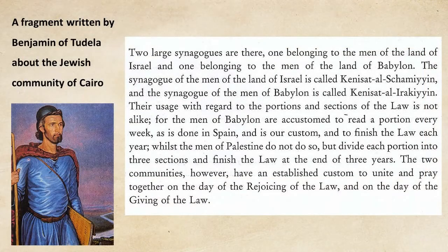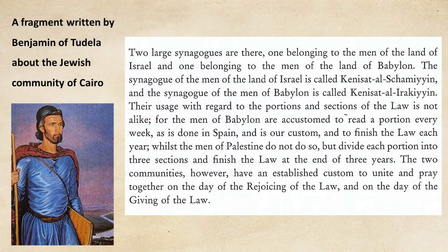This is a fragment written by Benjamin of Tudela. He came up probably in the book exams because he was a traveler and he wrote about all the Jewish communities. He went through Italy, through Israel, even to. But so, what does he write about the community in Cairo? And we find this also in the Geniza itself.